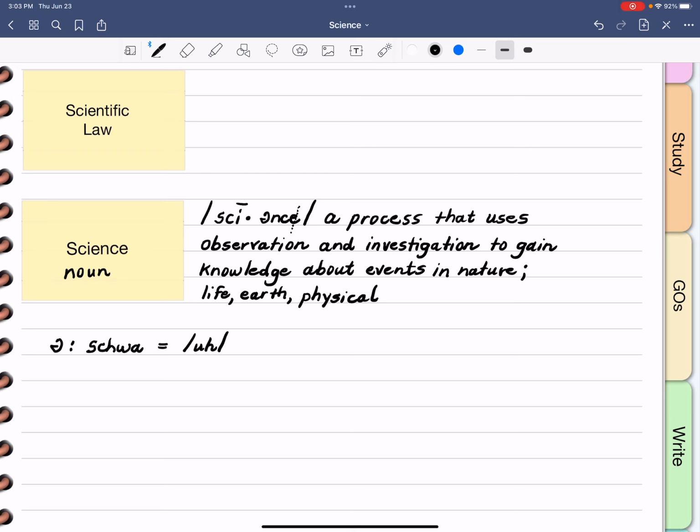And the 3 groups overlap. You will get some physical science in earth science and some life science in earth science. And they're all related, but they're generally divided into 3 broad categories. And that's the definition of science.